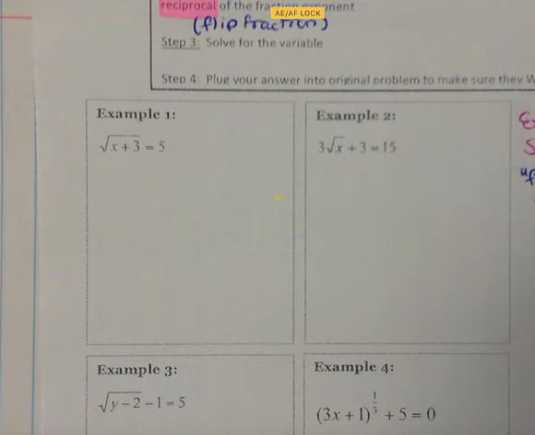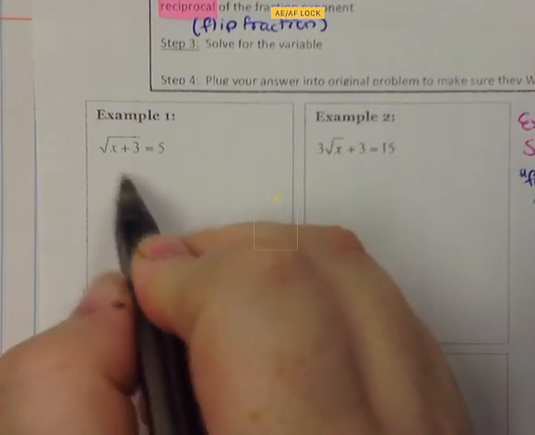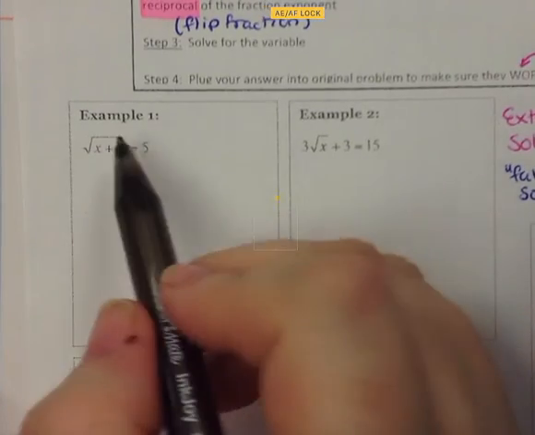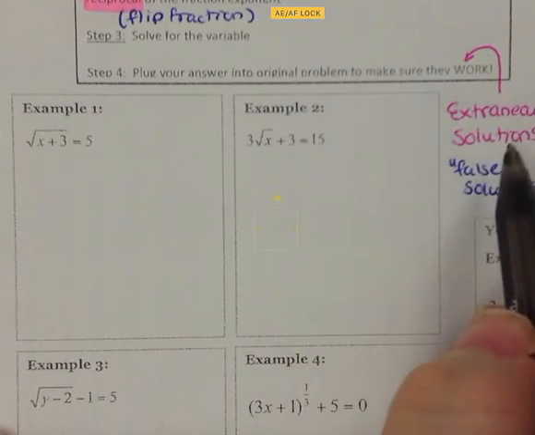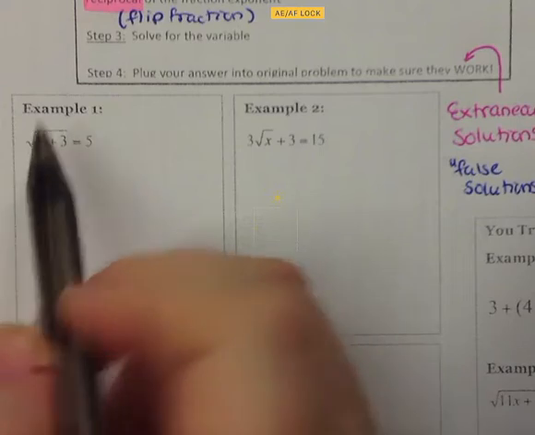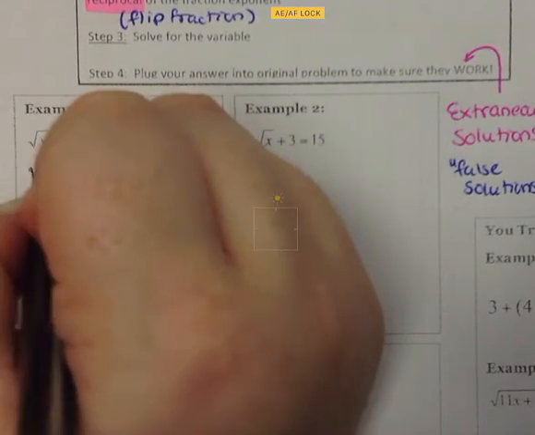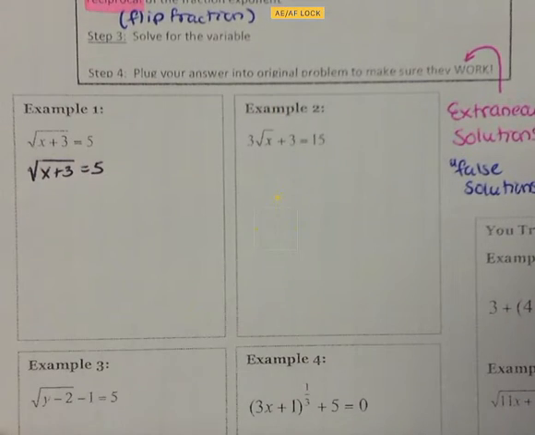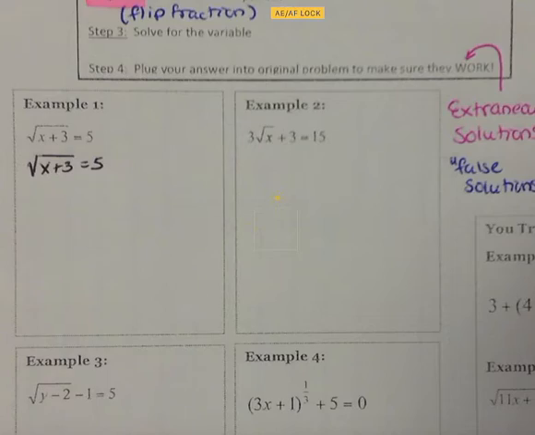We have the square root of x plus 3 equals 5. Now, I don't want to mess up my original, so I'm going to actually rewrite my problem so that I can work with it, because I always want to make sure I plug my answers back into my original so I can check for those extraneous solutions. So I don't want to mess this up. So I'm going to put the square root of x plus 3 equals 5 underneath it so I can write it out. Now, I want to isolate my radical.